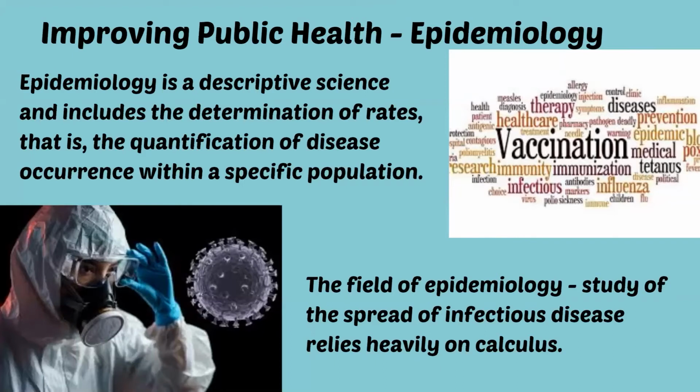It's the descriptive science which is telling us the rates of how the disease will be affecting a particular category of population. This is what we are using now to predict the spread of COVID, whether its third wave will occur or something. So it studies the spread of an infectious disease, and this study is particularly based on the concept of calculus.